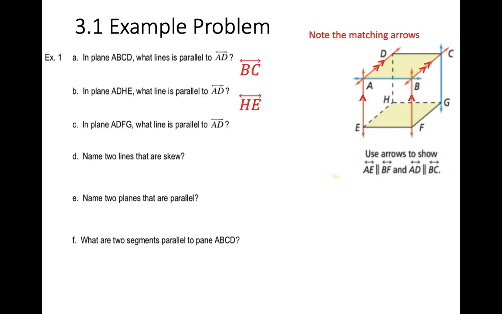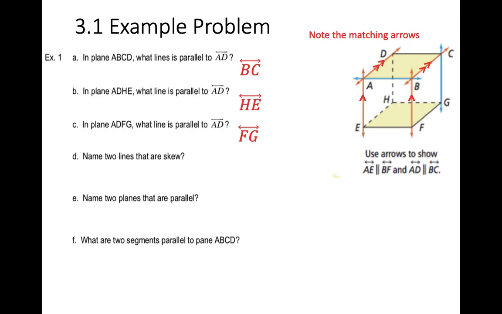All right, in the plane ADFG, that's a weird one, right? ADFG sort of splits our box in half that way. What line is parallel to AD? And the answer would be FG. Right. Okay, now this one we're all going to have different answers.